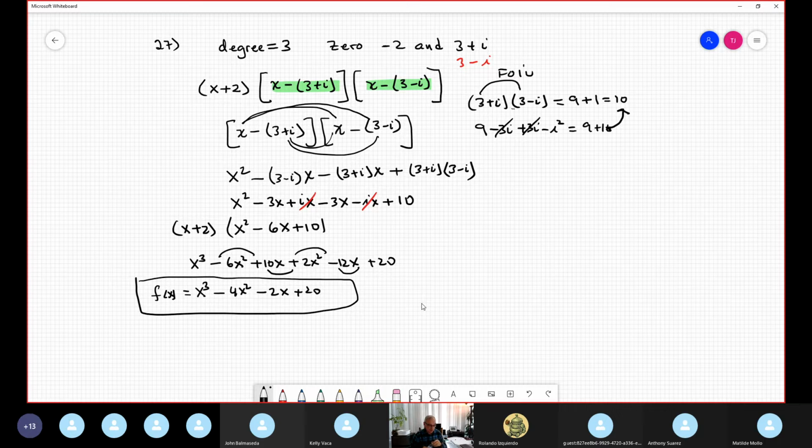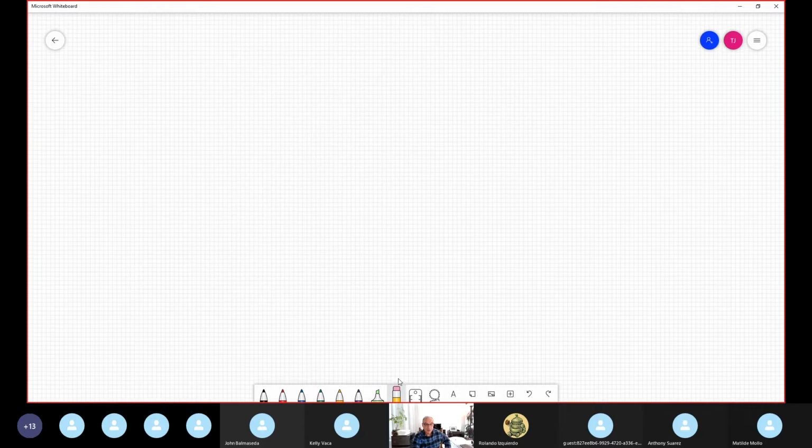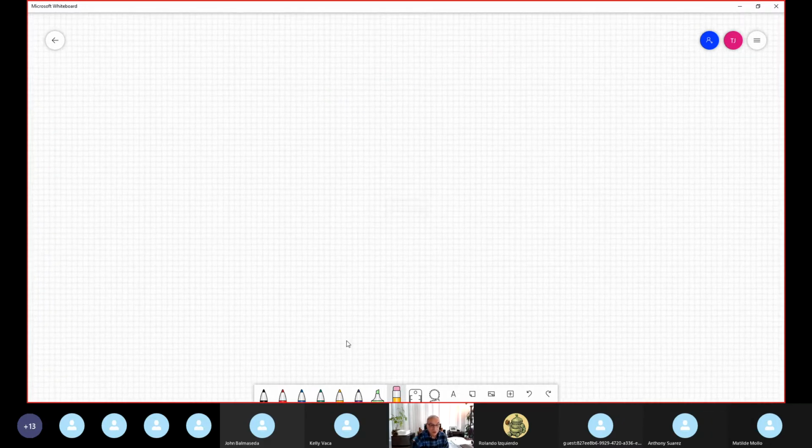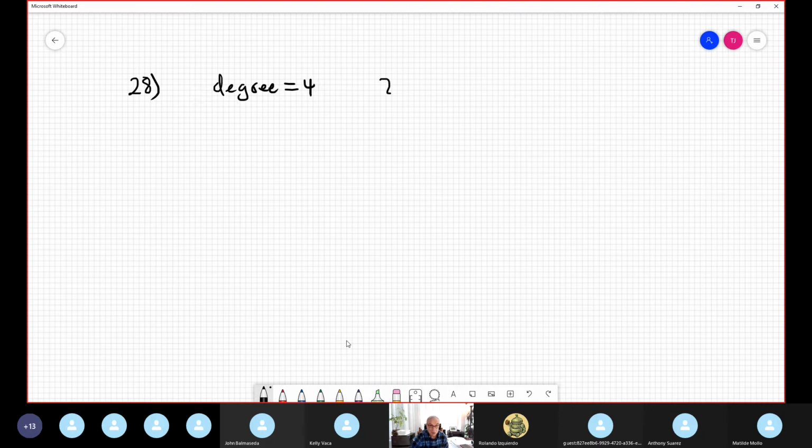Okay, 28 is a little bit more complicated because it includes degree 4. And we have two real zeros given and one complex given. 28, sorry, not 24, 28. In 28, we have degree 4. So we need to discover what is the expression of the polynomial that satisfies that condition.